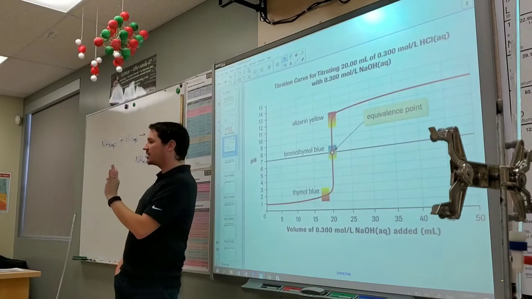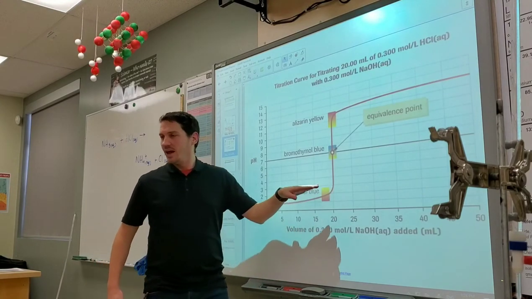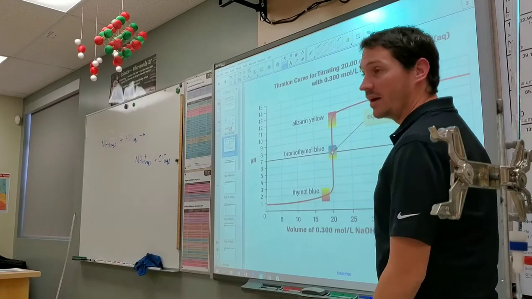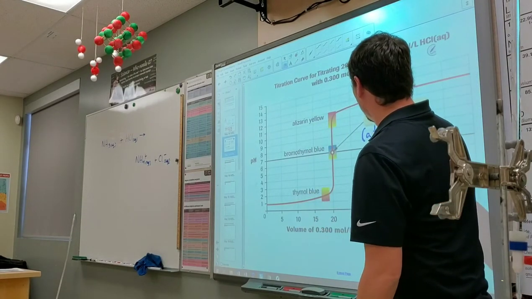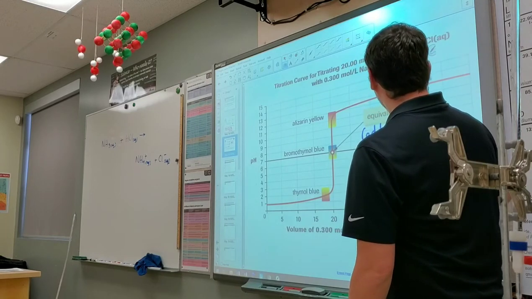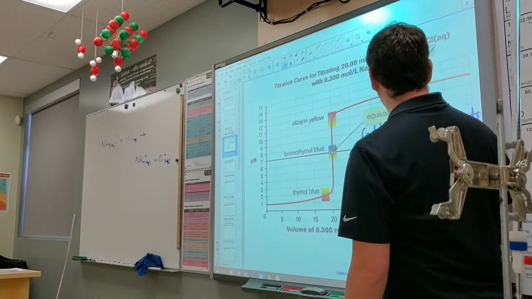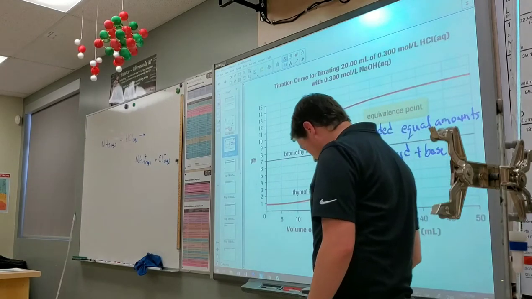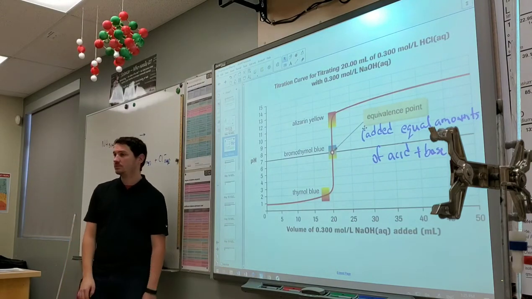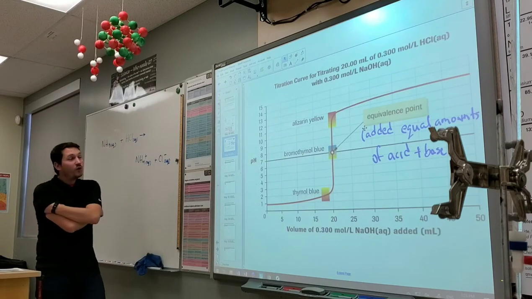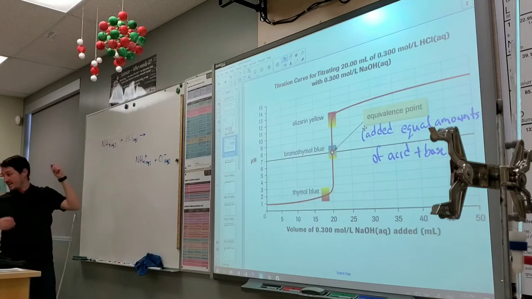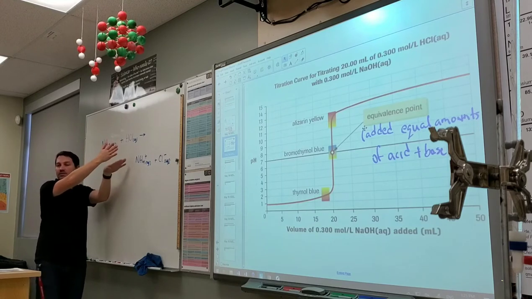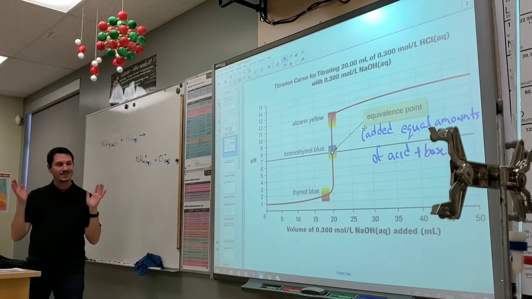It's going to go up, but it goes up in a very specific way. It slowly rises, then it jumps up, and then it levels off again. Now, I want to be very clear. The equivalence point is when we've added equal amounts of acid and base. It's the hypothetical point where they both completely react, we've got none of this left over, and we only have our products, right? So that's the idea behind it.